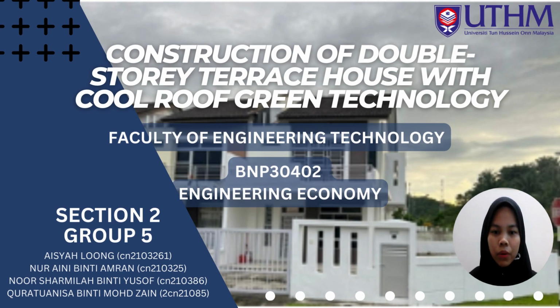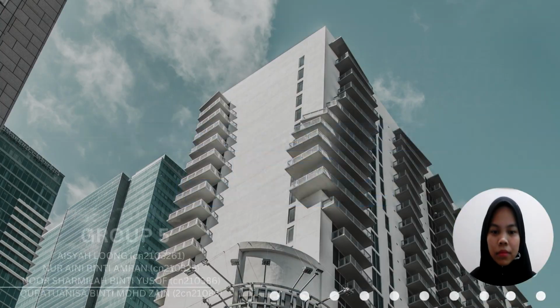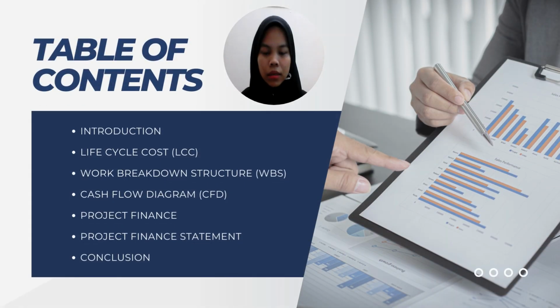We are from Group 5, Section 2, presenting about construction of double-story terrace house with cool roof green technology. Here is the table of content. Firstly is introduction, second life cycle cost, third work breakdown structure, fourth cash flow diagram, fifth project finance, sixth project finance statement, and conclusion.